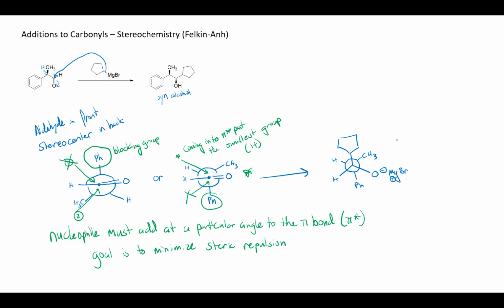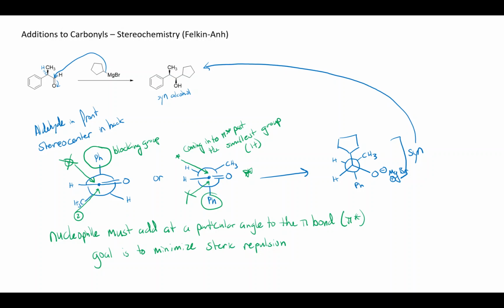Also notice that our methyl group and our oxygen are syn to each other. They're both on the same side of the Newman projection, and that syn relationship is what we see in our product. So with acid workup, you would get the OH there. The methyl group and the OH are on the same side of the Newman projection, so they're both going to be wedged. Felkin-Anh is the name for using these Newman projections to predict this.